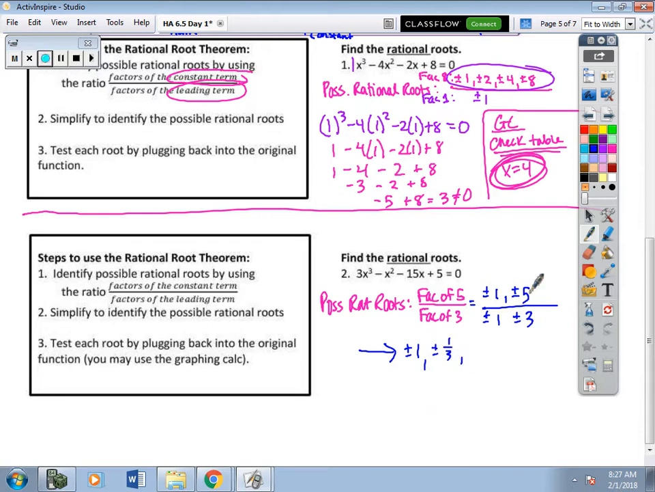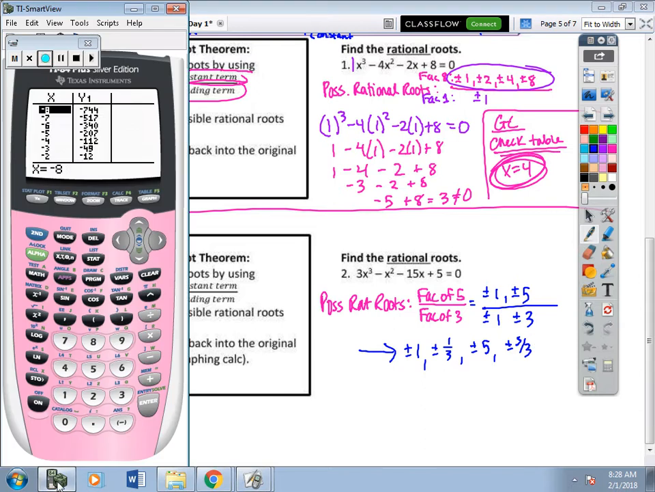Also go to the 5. 5 divided by 1 is 5. And 5 divided by 3 is 5/3. So those are the 8 possible answers that are rational. Now we have to check these either by hand or with our calculator. Of course, calculator is our preferred method. So we'll go there.